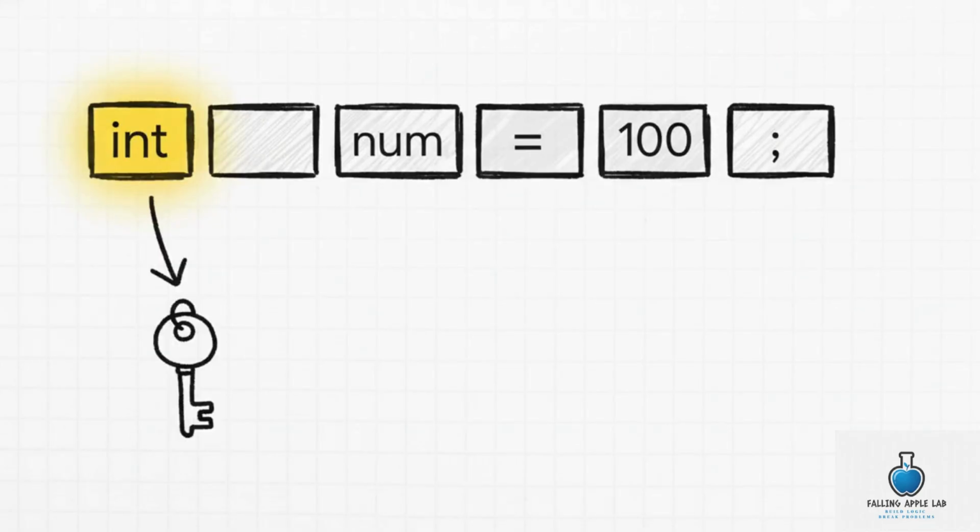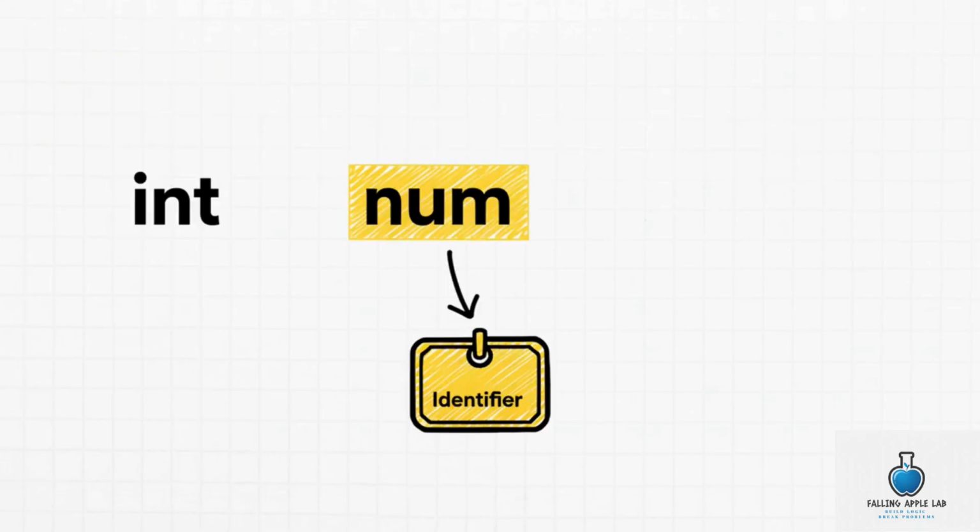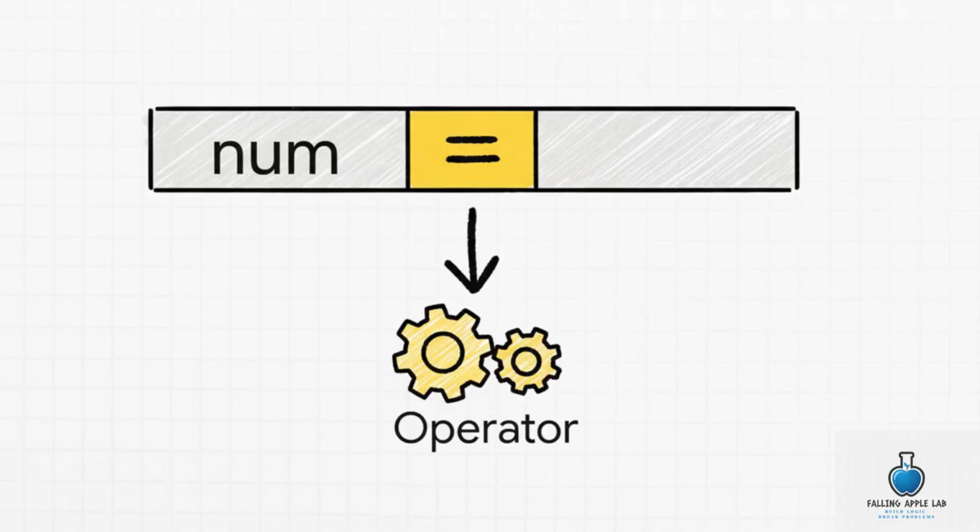First up, we see int. That's our keyword. It's a reserved word, and it's telling the Java compiler, hey, get ready. We're about to create a variable that's going to hold a whole number. Right after that, you see num. That's the identifier. It's the unique, human-readable name we decided to give to that little spot in memory where we're going to store our number. We could have called it my number or value. That's up to us.